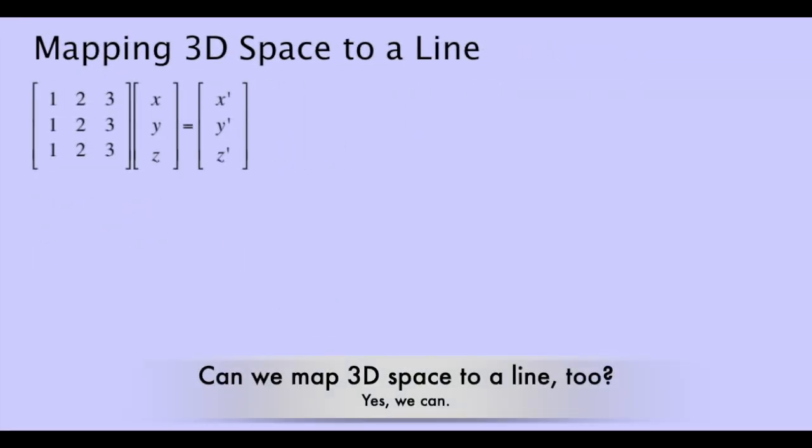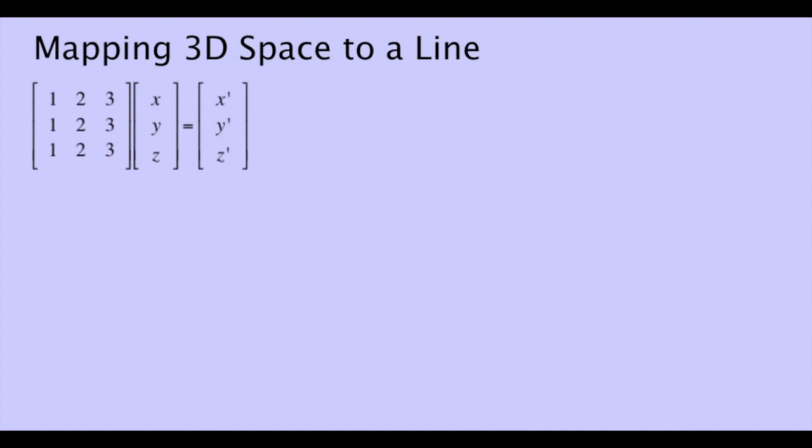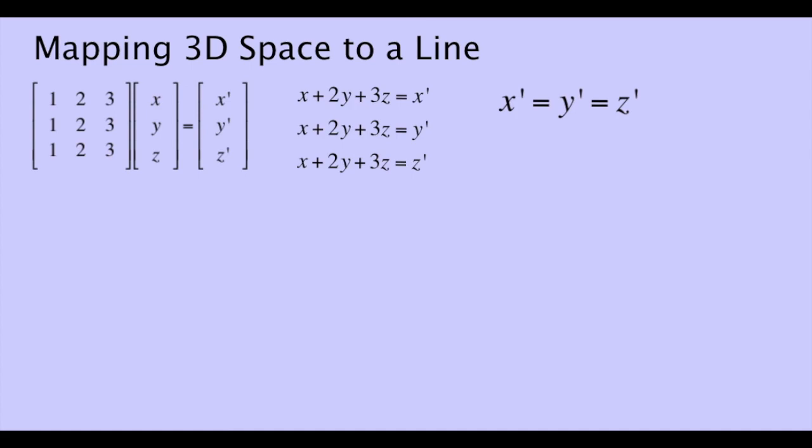Now suppose we're thinking about mapping all of 3D space to a line instead of just 2D space to a line. Take, for example, the transformation matrix 1, 2, 3, 1, 2, 3, 1, 2, 3. We can convert this matrix back into transformation equations: x plus 2y plus 3z equals x prime, y prime, and z prime. We should quickly notice that the equations for x prime, y prime, and z prime are all the same. Thus, we can make the conclusion that x prime is equivalent to y prime and z prime.